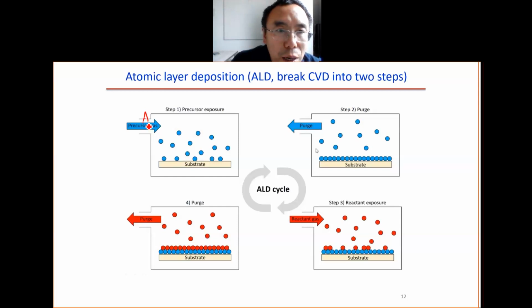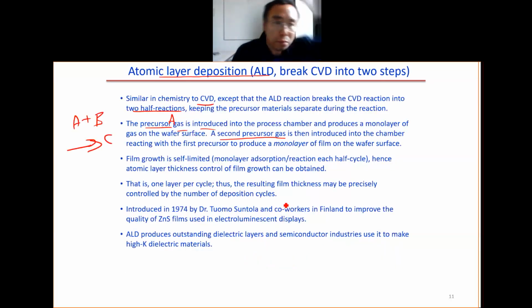Precursor gas A is introduced into the chamber to form a monolayer, then pumped away. Then we introduce the reaction gas B into the chamber, then pump away. Between A and B there is a chemical reaction to form the film. This is the monolayer. Each cycle forms one layer of the film, so the film growth is self-limited. We have a monolayer adsorption reaction in each half cycle. As a result, we can have atomic layer thickness control. We can control the thickness very precisely because we can count the number of deposition cycles to give a precisely controlled film. This was introduced in 1974 by a Finnish scientist.